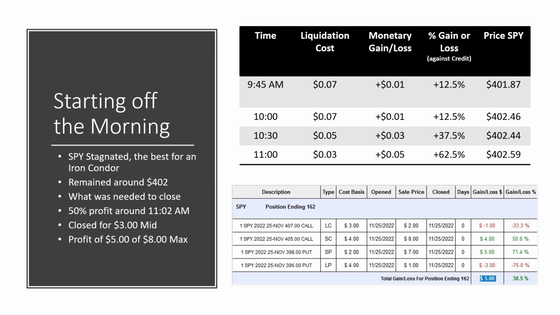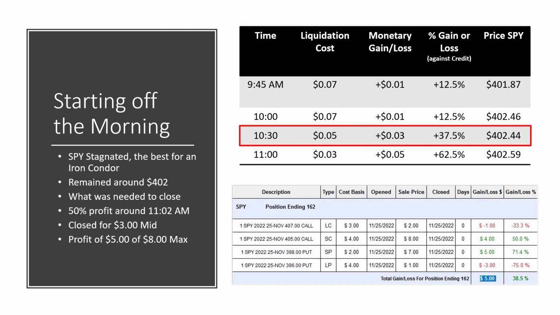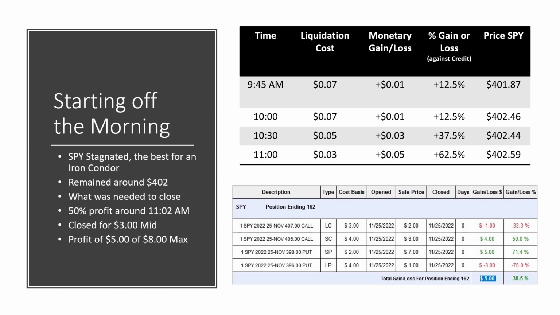Stays around that price for the next half hour. At 10:30, the debit to close the position was 5 cents. All 4 legs cost a debit of 5 cents. We took in the 8-cent net credit, so we'd have a gain of 3 cents total, or 37.5% of the max we expected to make. SPY at 402.44. Then at 11 a.m.